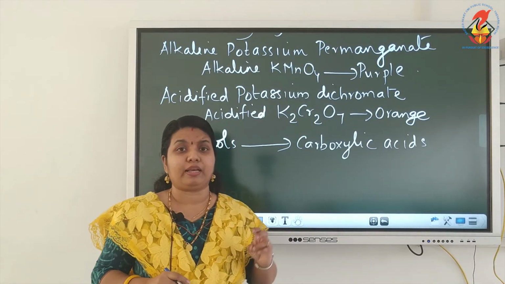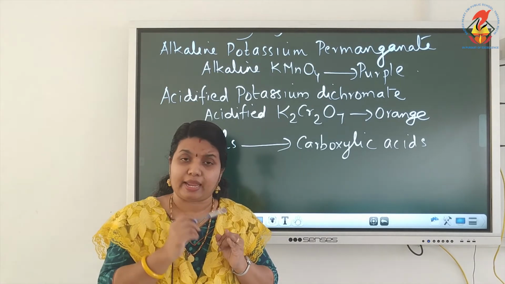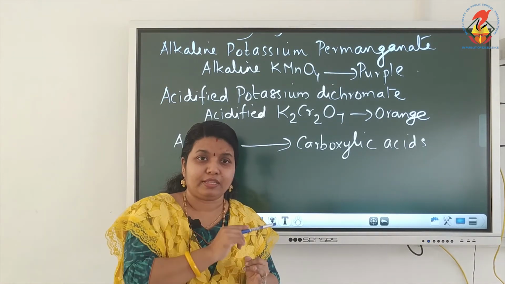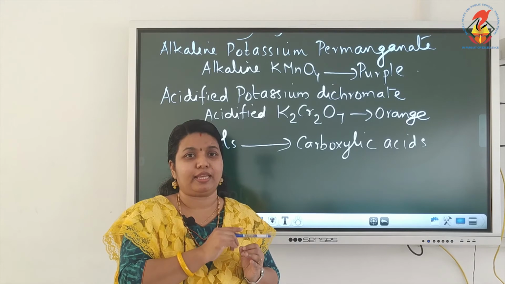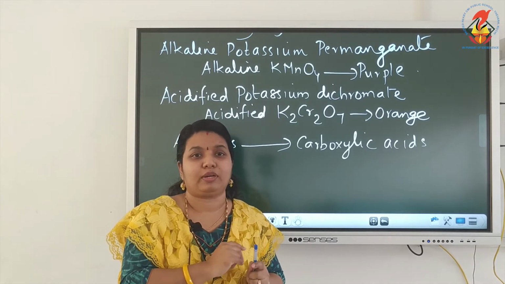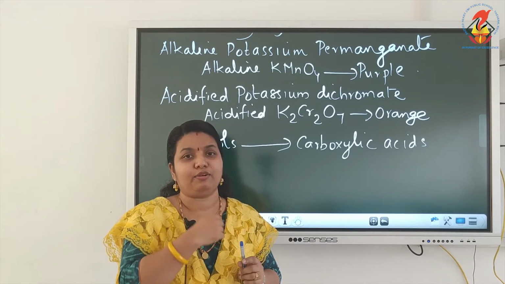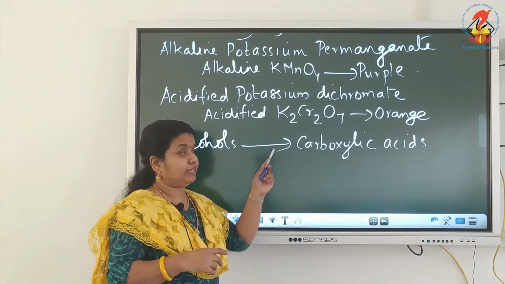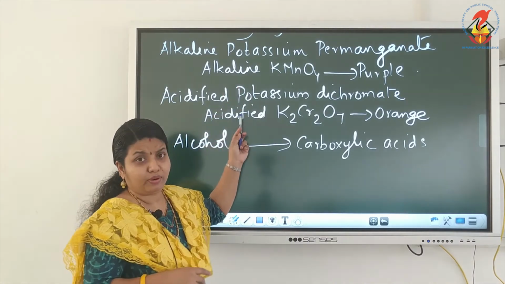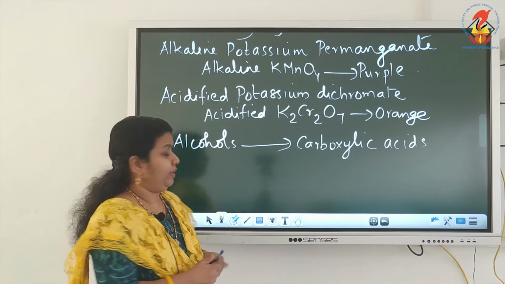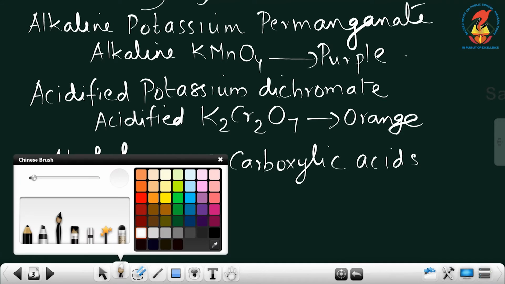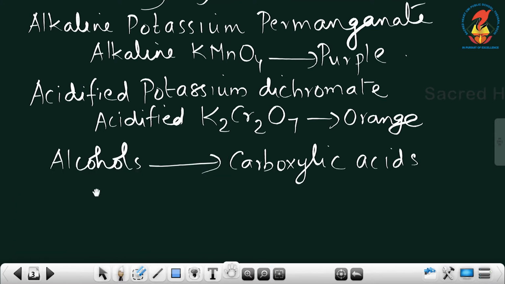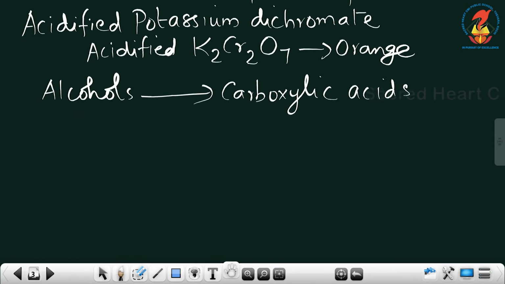What do you mean by corresponding carboxylic acid? If you are taking an alcohol with 2 carbon atoms, the corresponding carboxylic acid will also contain 2 carbon atoms. A 2 carbon alcohol is converted into a 2 carbon carboxylic acid when it is heated in presence of either alkaline KMnO4 or acidified potassium dichromate. So, an example we will write. First example. Okay, so these reactions are used for the conversion of alcohols to corresponding carboxylic acids.